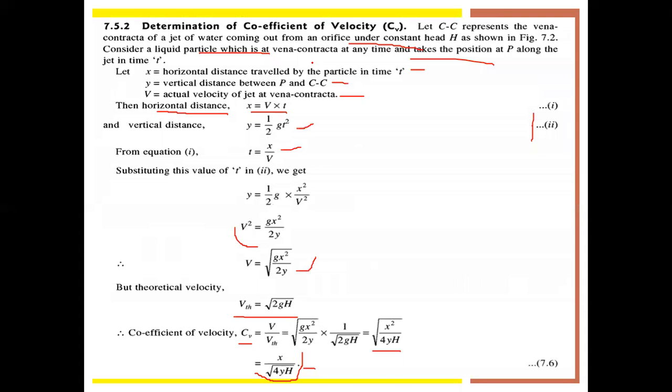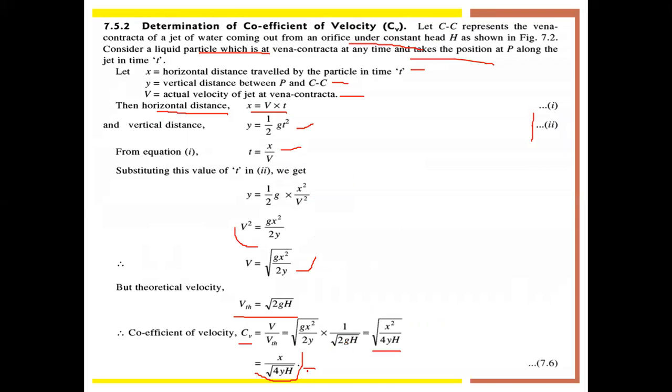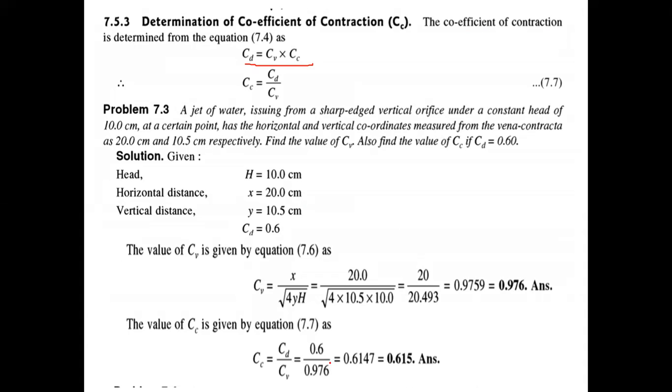So CD is the coefficient of discharge. This formula divided by the coefficient of velocity is this formula. So what you are getting is the coefficient of contraction. You have to apply these formulas here. These are the formulas.